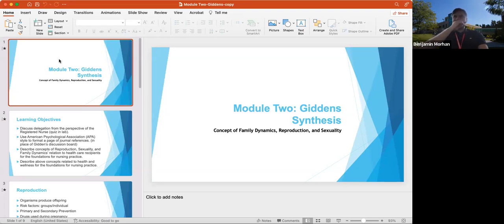So this is a synthesis of Giddens Module 2. And remember, these are maternal concepts. As LPNs, you skipped Nursing 108, which is Concepts 1, and Nursing 128, which is Concepts 2. In Nursing 128, Concepts 2, the students are introduced to the concept of family dynamics, reproduction, and sexuality.